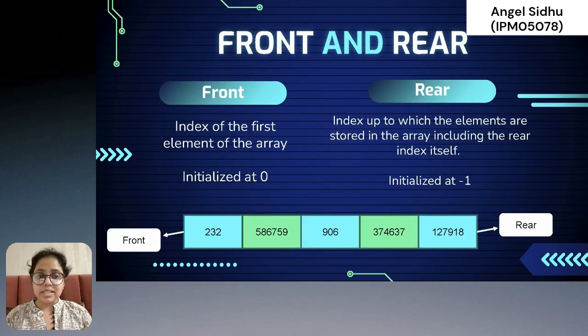In this array-based implementation, we maintain two pointers, the front pointer and the rear pointer. The front pointer indicates the position of the first element in the queue and it is initialized at 0, whereas the rear pointer indicates the position of the last element and is initialized at -1, as there are no elements in the queue initially. We can see in the example given below that the front pointer is at index 0, whereas the rear pointer is at index 4. However, if the last element wasn't there, then the rear pointer would be at index 3.